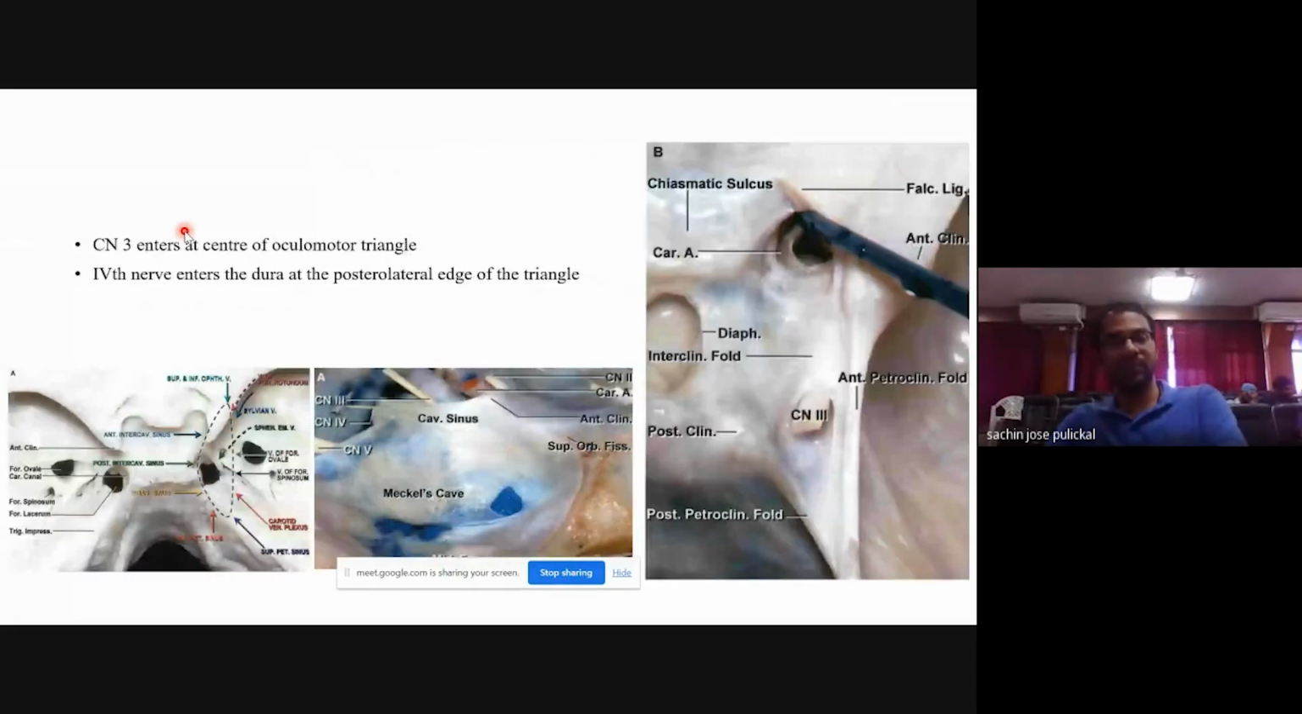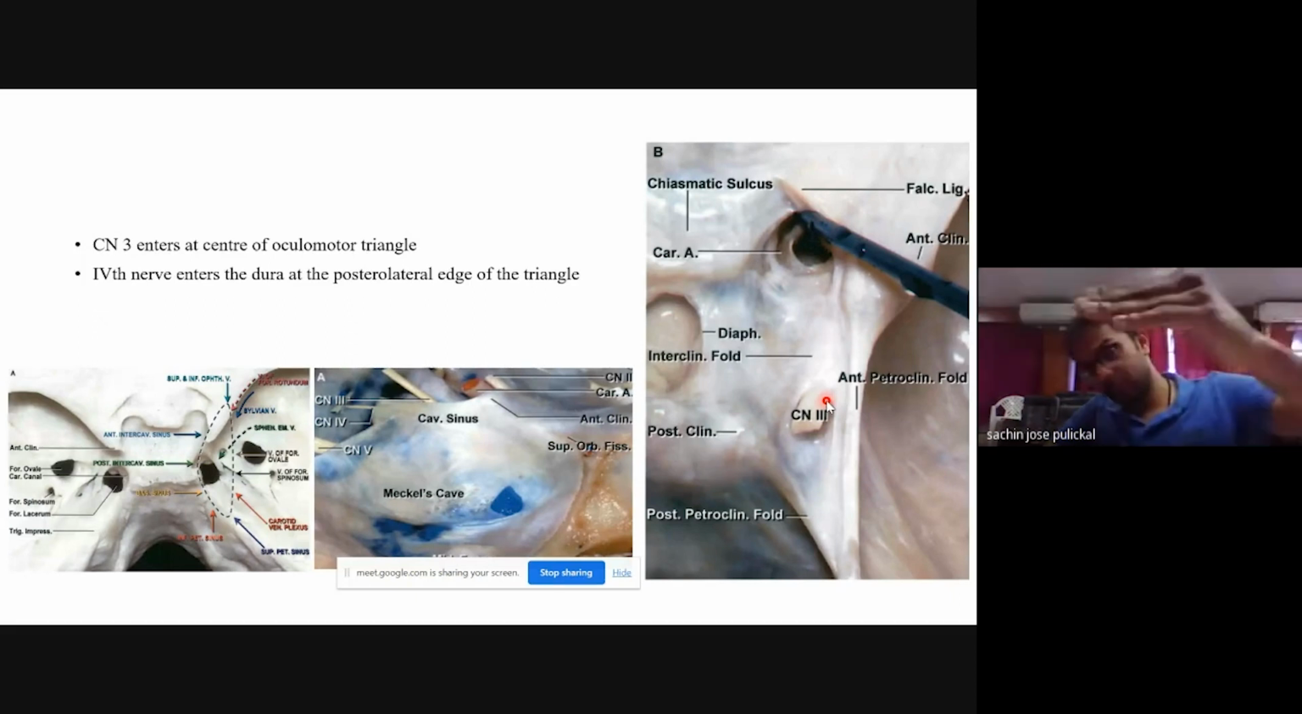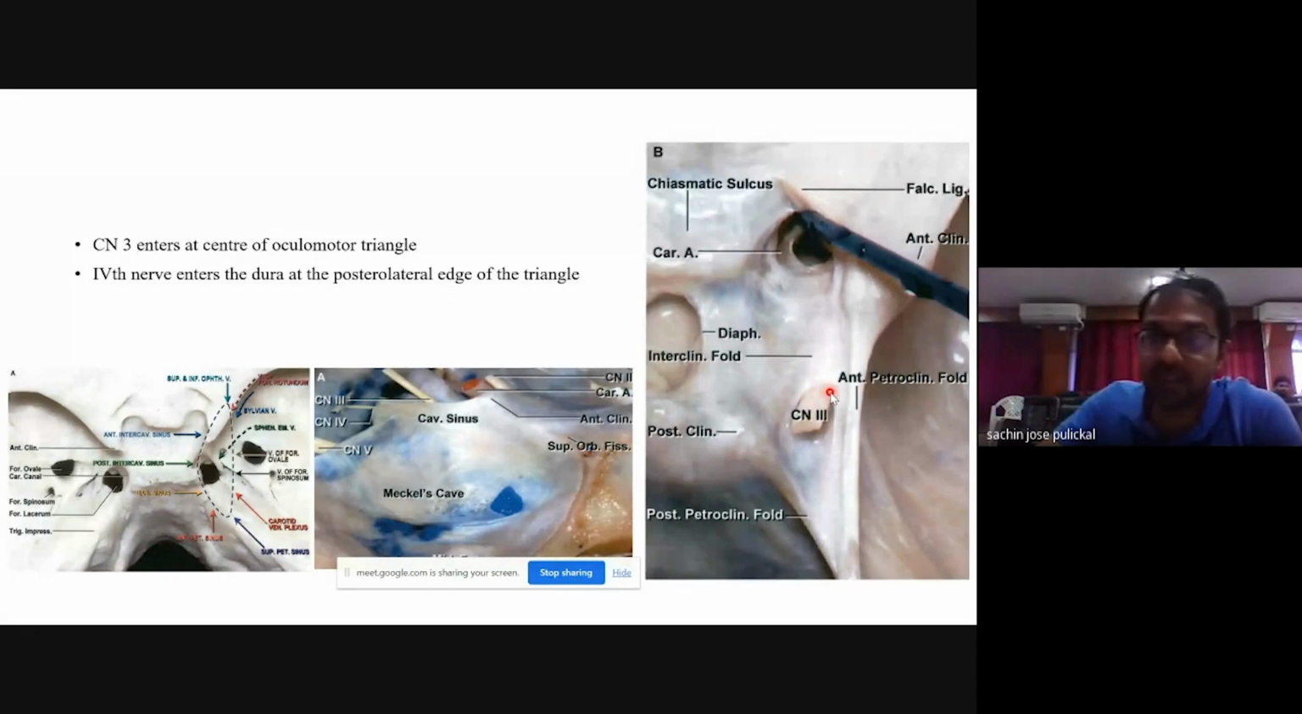So the first nerve, which is an important part of the cavernous sinus, is cranial nerve 3. As you know, cranial nerve 3 arises in the interpeduncular fossa. It courses laterally in between the posterior cerebral artery and the superior cerebellar artery, and lateral to the ICA. So during Sylvian dissection, like I told you, remember, lateral to the ICA and PCOM, you'll find cranial nerve 3. And after a certain while, it will just disappear into a dural fold.